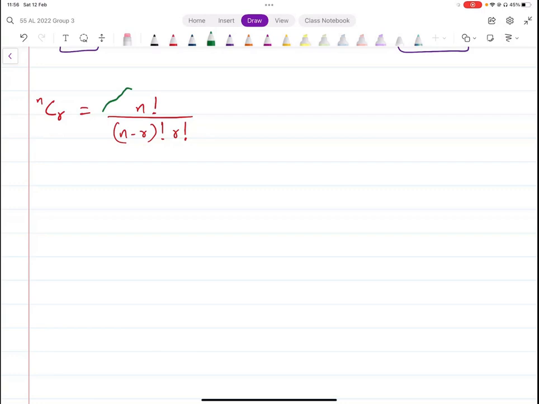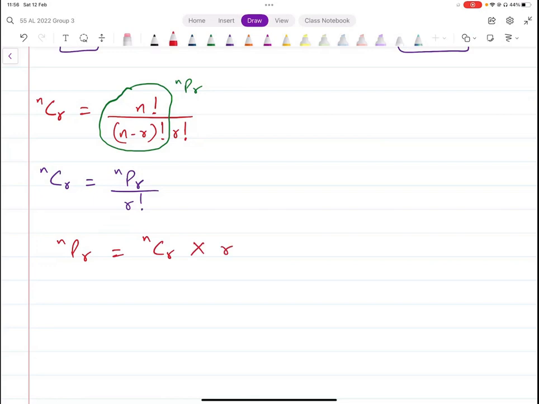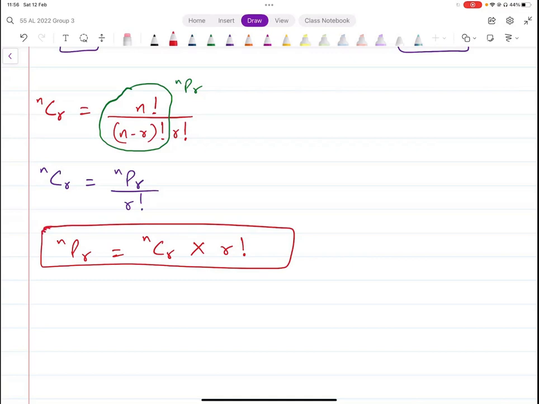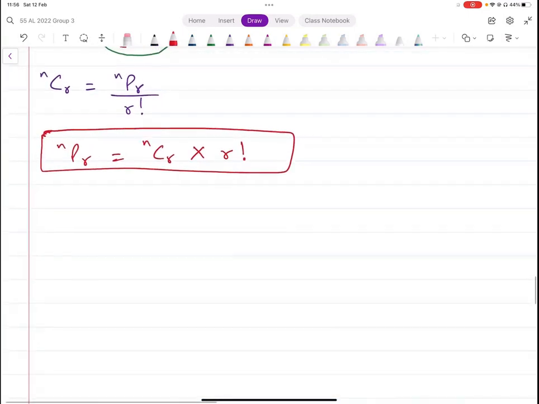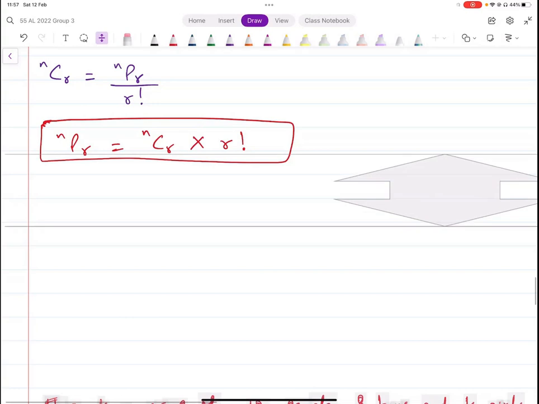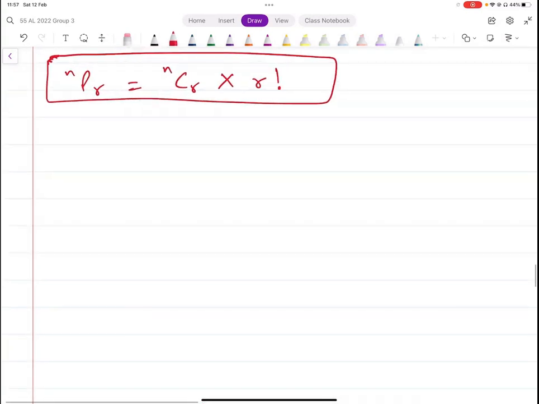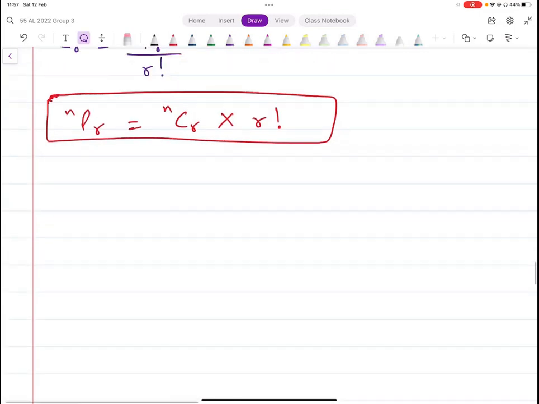Agar isko thoda sa change kar le, ye cheez kya represent kar rahi hai? This is nPr, right? So you get nCr equals nPr divided by r factorial, or just rearranging this, we get nPr equals nCr times r factorial. Okay. This is an important relationship that you will have to understand. Baki sare formulas itne important nahi hain, aap calculator se evaluate kar lenge, but this is important to understand: nPr aur nCr mein kya relationship hota hai. This is how they are related, jo humne upar yahan pe likha bhi tha.